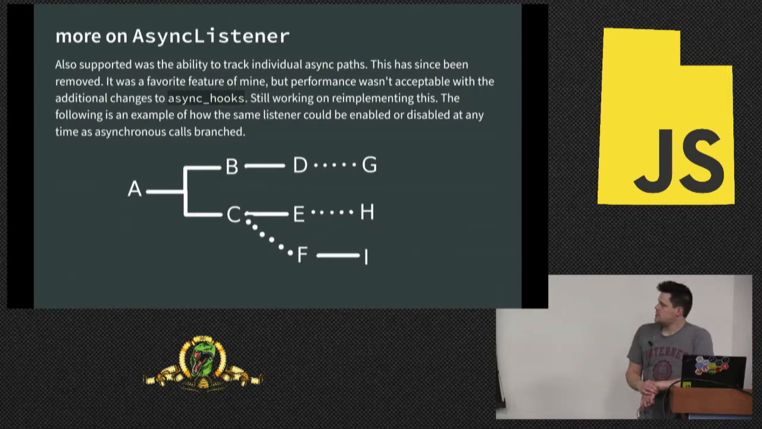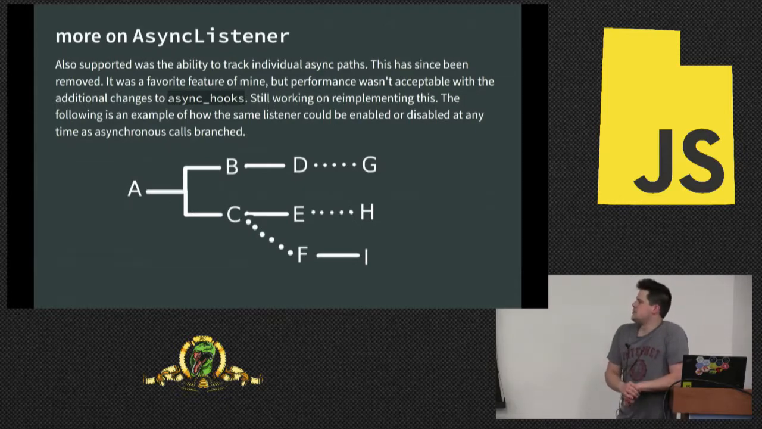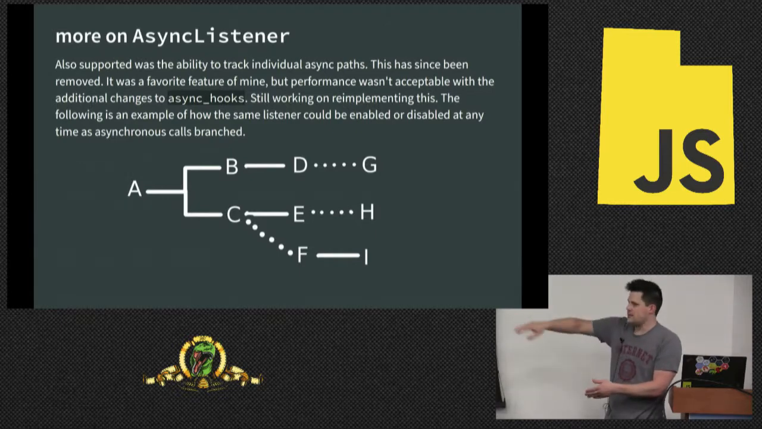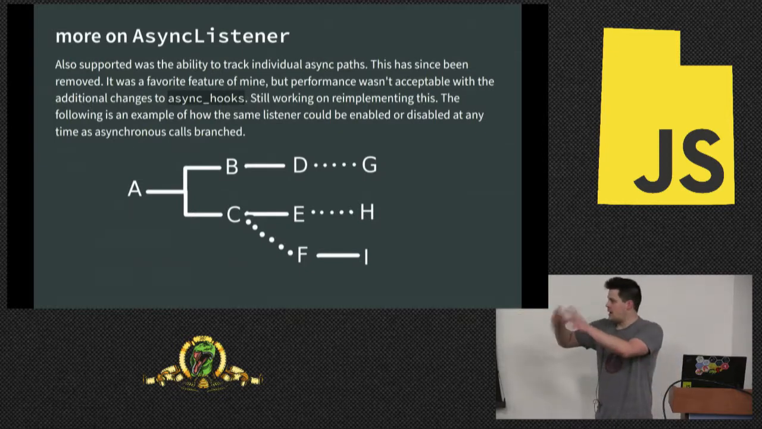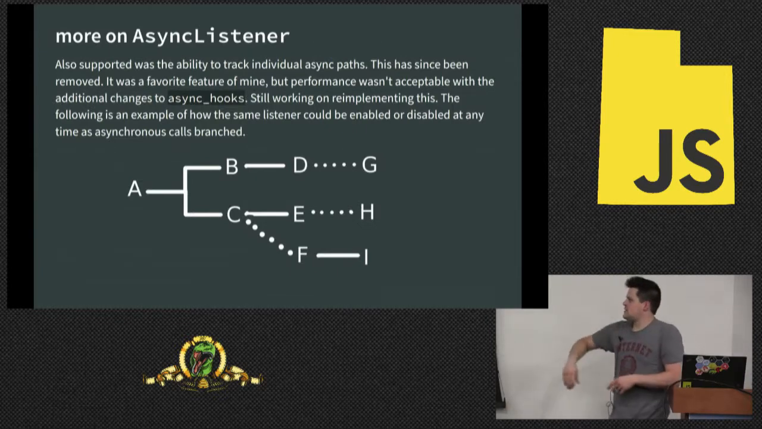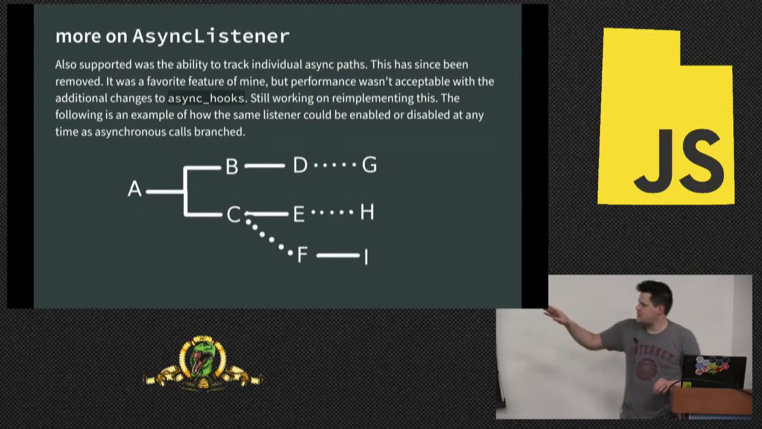So, continuing with AsyncListener, I really miss this feature. It was one of my favorites. But it had the ability to track individual paths. So say you were to enable an async listener and you're to perform an operation. Say A is an on-connection event for a TCP server, right? So on A, you say, I want to begin tracking everything this client's doing, right? And so let's say B is grabbing some resources from server, C is writing to the file system.